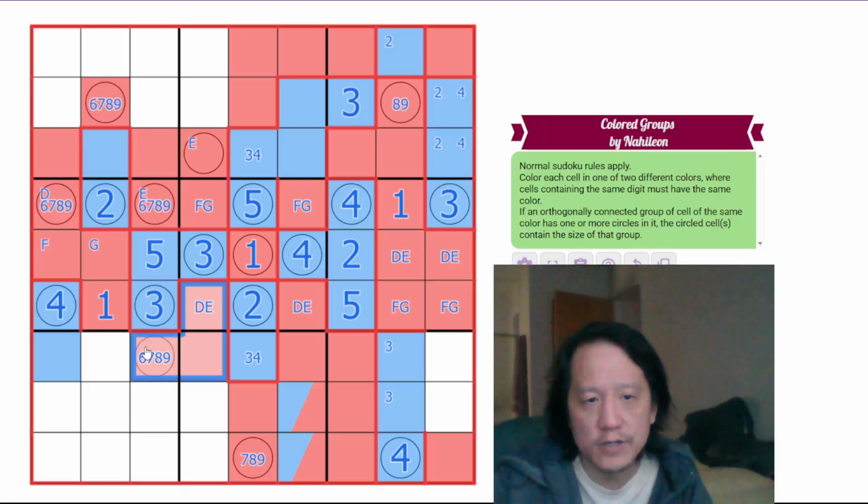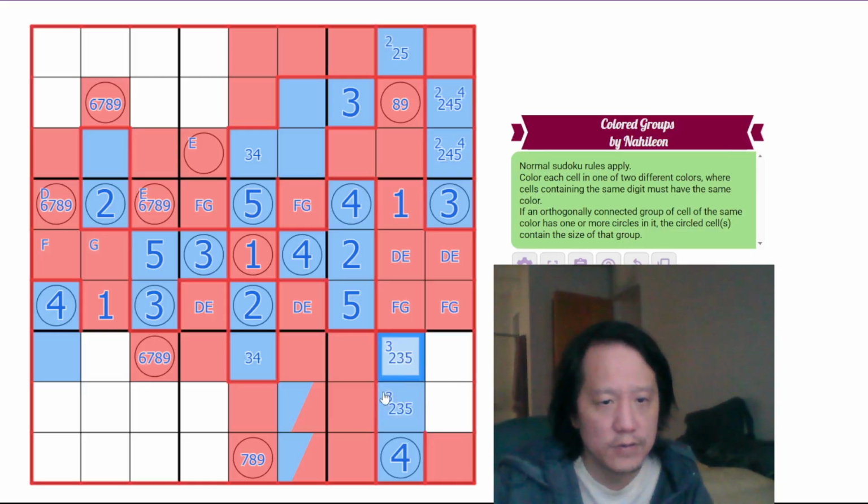These 3 are connected. So this is 2, 4, and 5. And this is 2 or 5. So this is 2, 3, or 5. This is 2, 3, or 5 also. This is 1 red, so these both have to be blue.